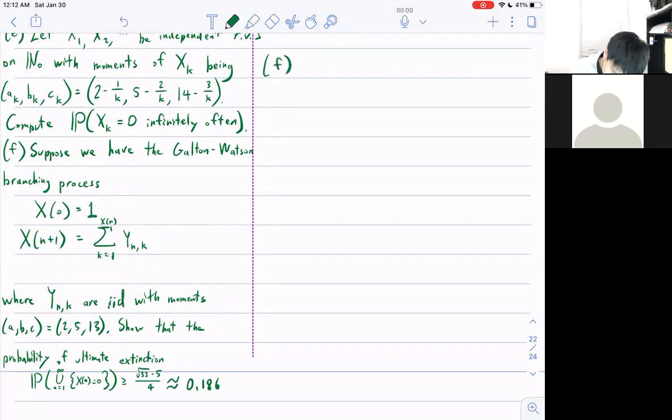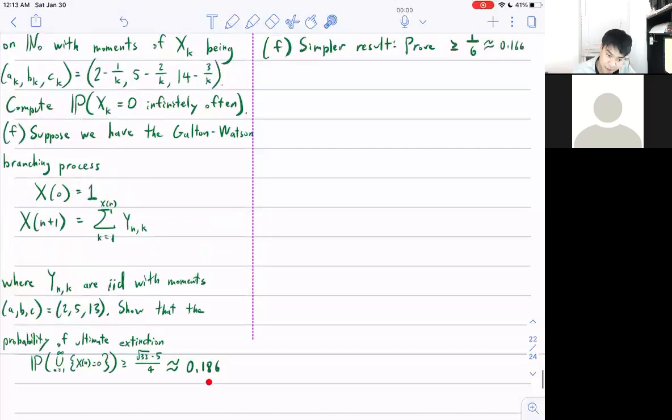So a simpler result. Prove it's actually greater than or equal to 1/6, which is approximately equal to 0.166. So the bound is definitely improved, but it's not improved tremendously, right? So maybe for some purposes, this bound right here is sufficient.